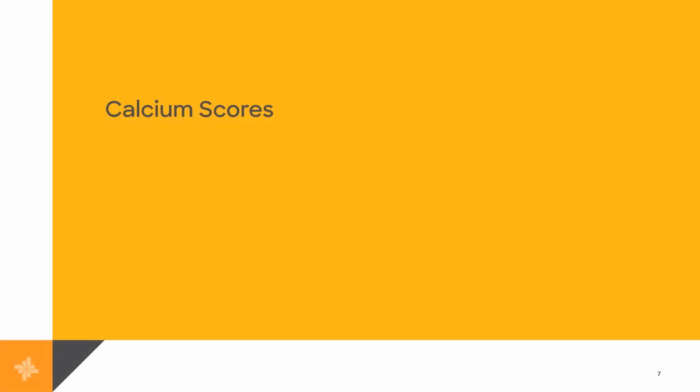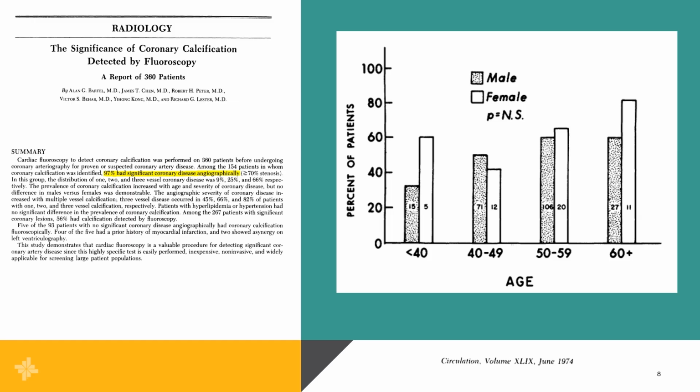Let's focus a little bit more on calcium scores specifically. The idea that people who have calcium in their vasculature have higher risk for cardiac events goes back quite a few decades. They noticed back in the 1970s that people who came in with cardiac events, if you did overexposed chest radiographs, you saw a lot of coronary calcium.